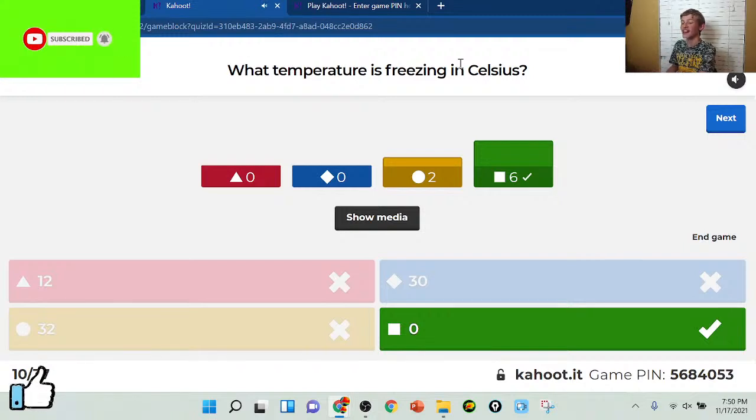Good, yes. It is 0. 32 is not freezing in Celsius.